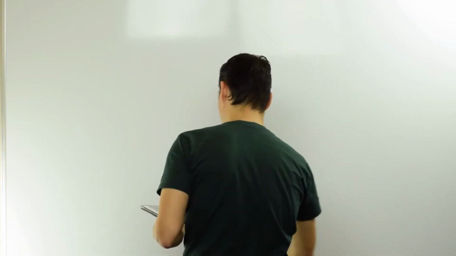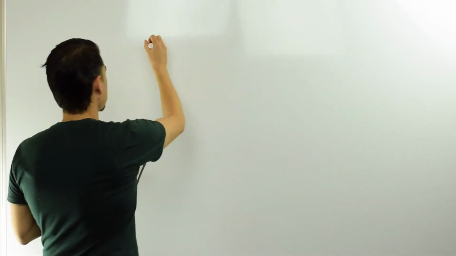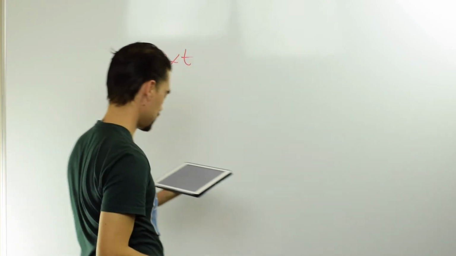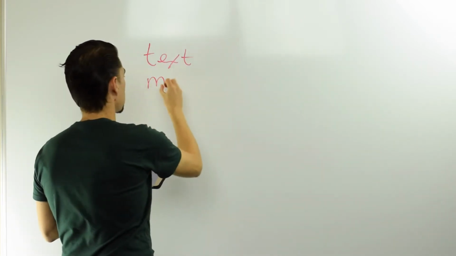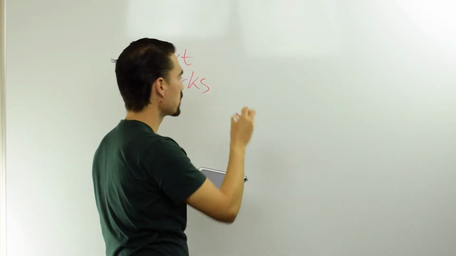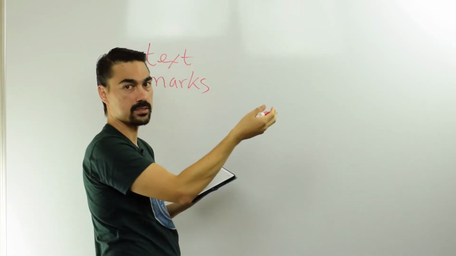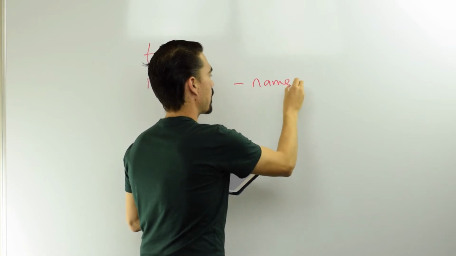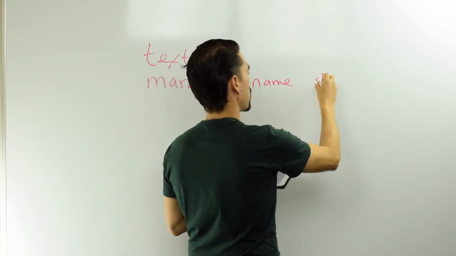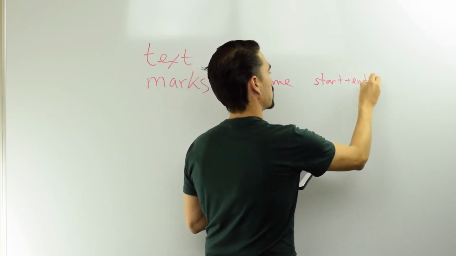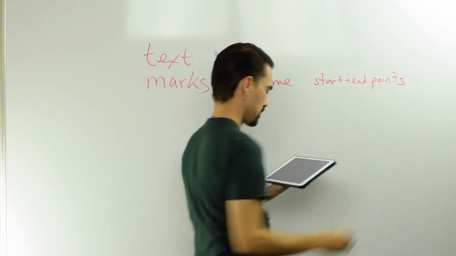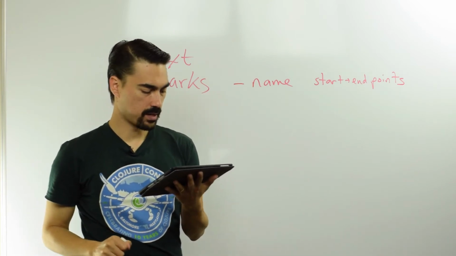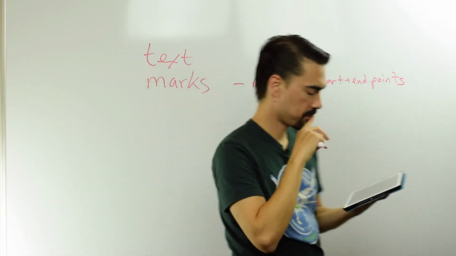Okay, so I'm going to get a marker. That's why I'm here in front of the whiteboard. And I want to list out the concepts that we have so far. So we have the text. Obviously, you need to store the text. And we have the marks. And currently the marks are three things. They're a name, and two points, the start and end point. Okay, so those are the two things we have so far.